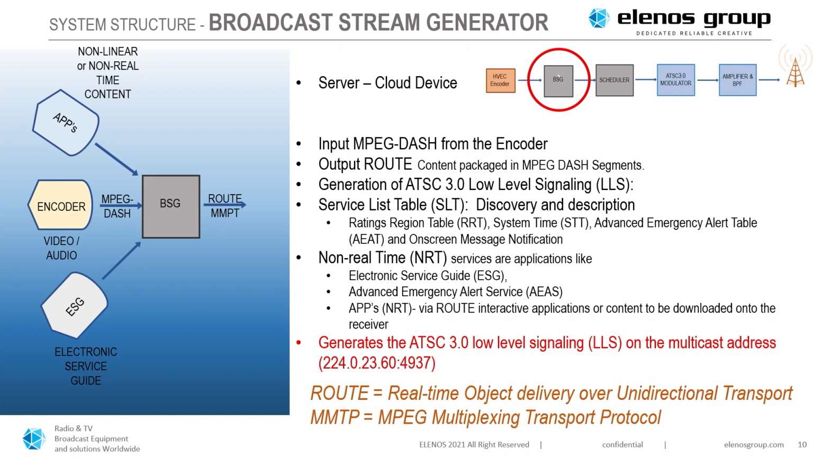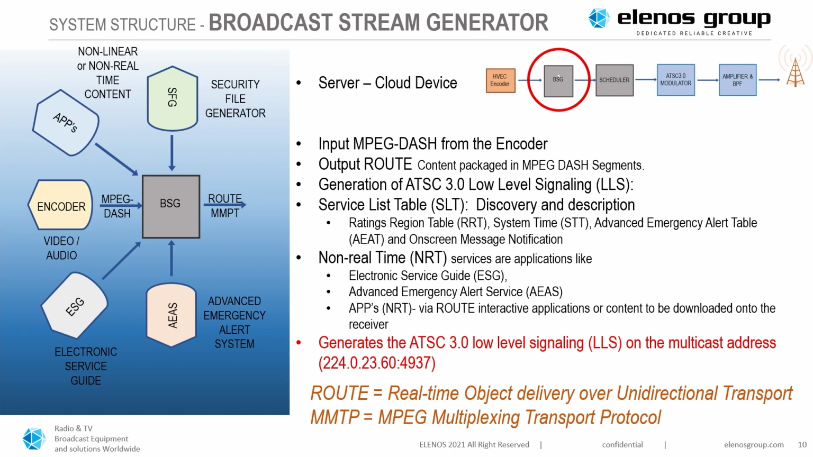For instance, you could at night send data over this system. It could be recorded on a home hard drive, and you could record 1,000 movies overnight and then use that as a pay-per-view kind of content. The Advanced Emergency Alert System, and, of course, a security file generator. That's a system to protect your content, your rights. The input, as I said, is MPEG-DASH. The output is ROUTE or MMT.